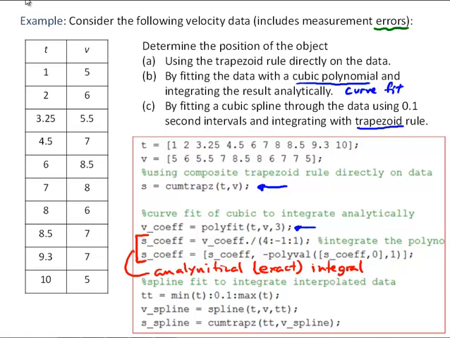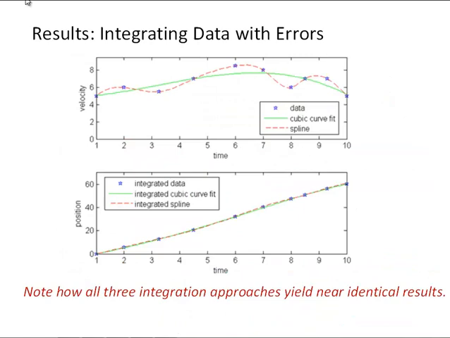The spline fit is the last method here. So first we'll generate interpolated data. So there's our interpolation. And then just using cumtrapz to integrate that interpolation. So let's look at all these results graphically.